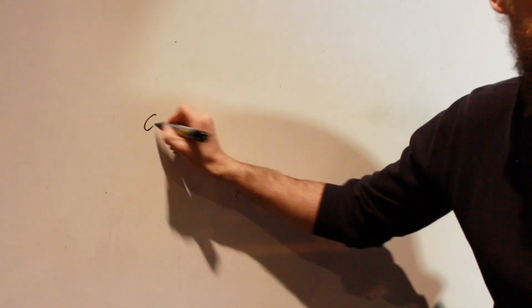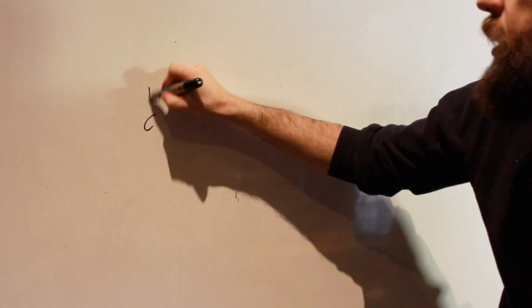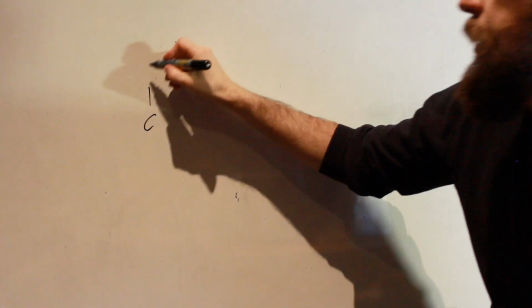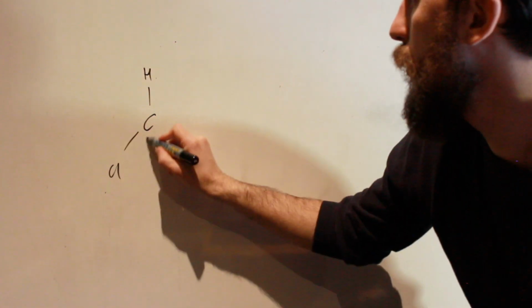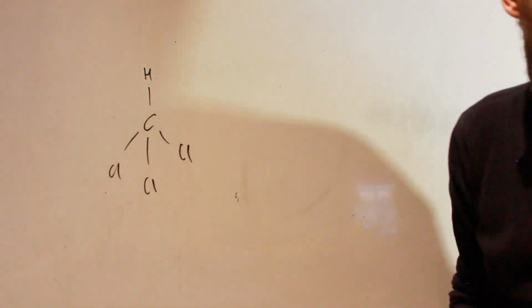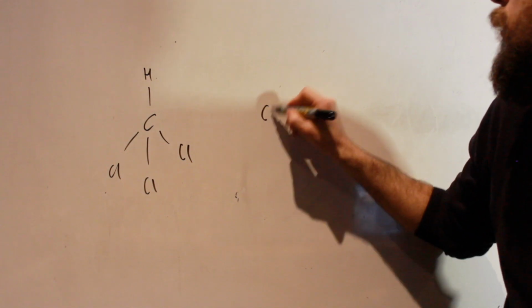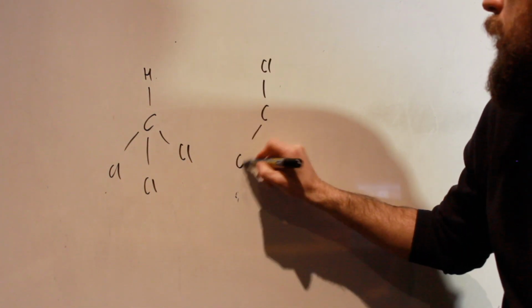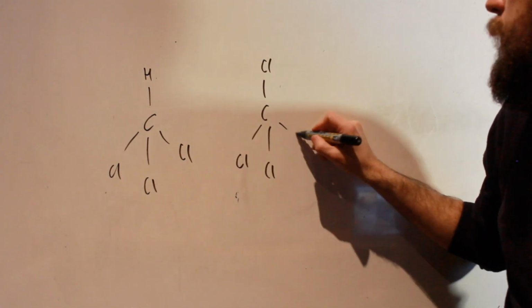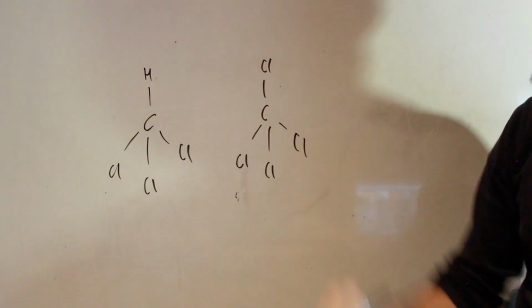These both have carbon as a central atom. Carbon with our sp3 hybridization, we get a tetrahedral shape. So we've got one which is CHCl3 and one which is CCl4. 1, 2, 3, 4. Let's start over here.